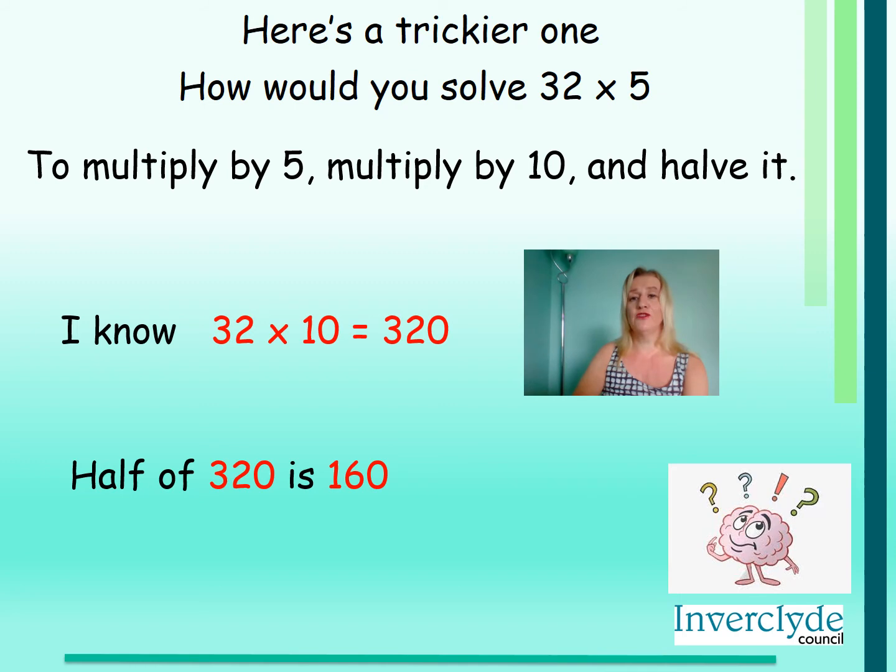And again, I used my known facts. I knew that half of 32 was 16. Or maybe you could half 300 to get 150 and half 20 to get 10 and put them together. Again, you might have used a completely different strategy to work this out, and having the answer is the most important one.